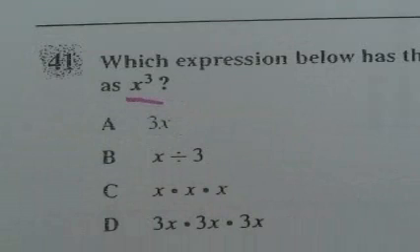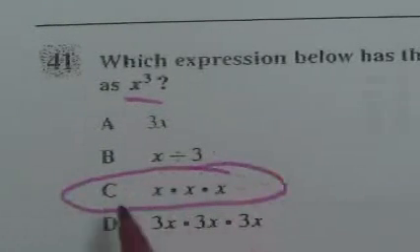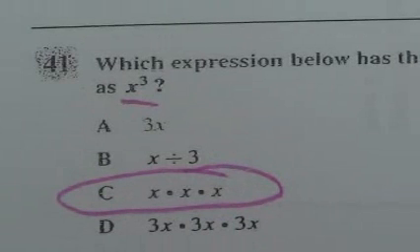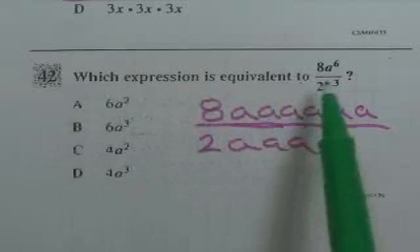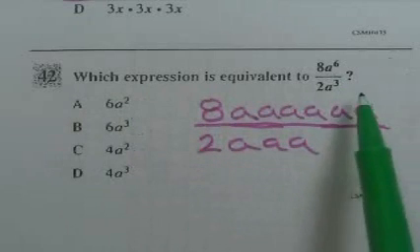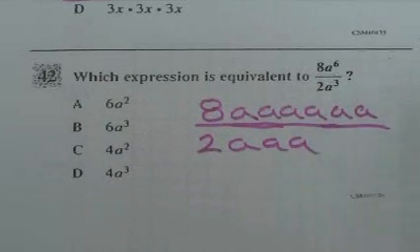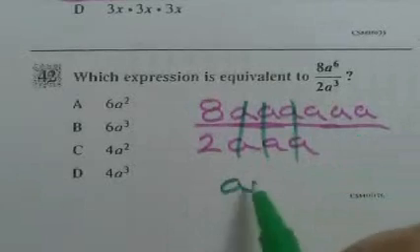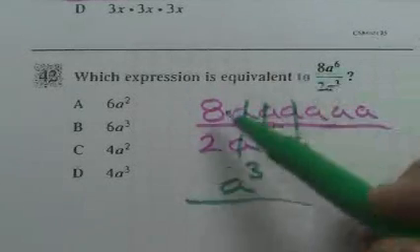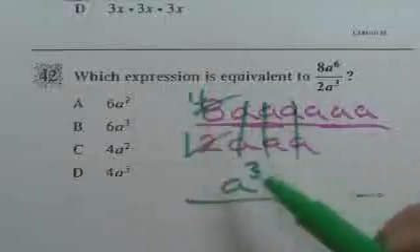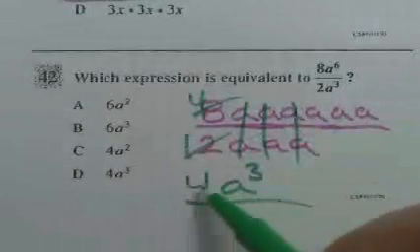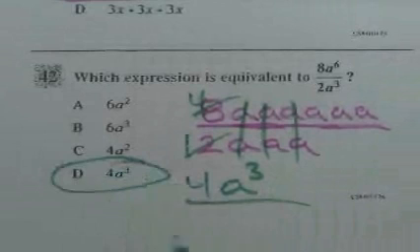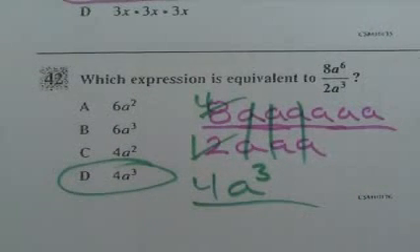Number 41, which expression has the same value as x to the third? That would be letter C. Number 42 wants to know which one is equivalent to 8a to the 6 over 2a to the 3. Notice the a's will reduce, and you're left with a to the third on top, and 2 will go into 8 4 times. So you have 4a to the third up on top. Nothing down below. Letter D.